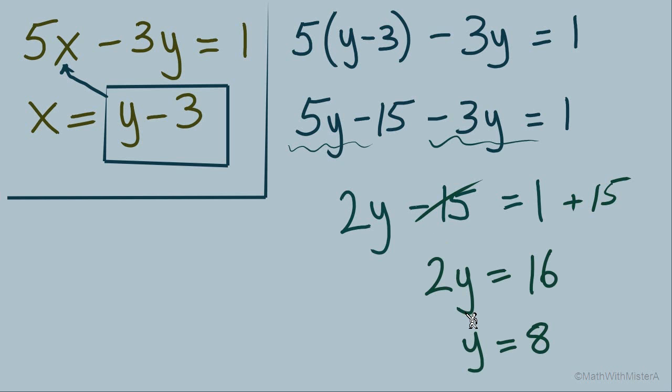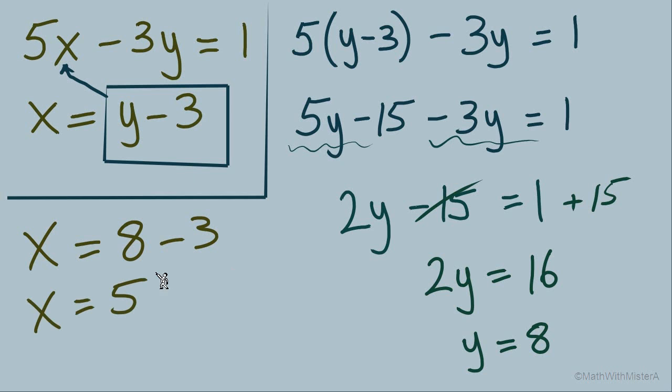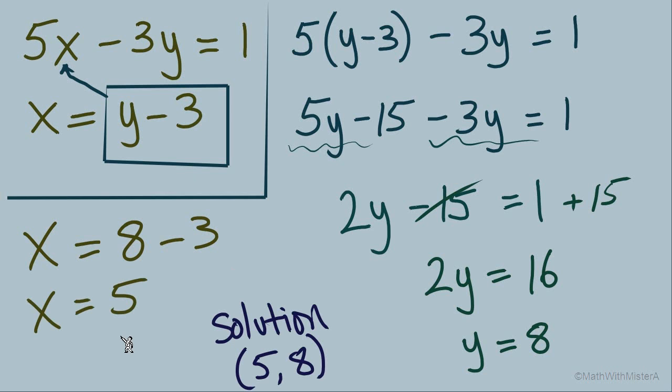y equals 8. Let's wrap it up by finding the x value, headed right back here to where we had x equals y minus 3. But since we know y equals 8, we can say that x equals 8 minus 3. And 8 minus 3 is 5. We got the x, we got the y. There's our ordered pair solution, (5, 8).